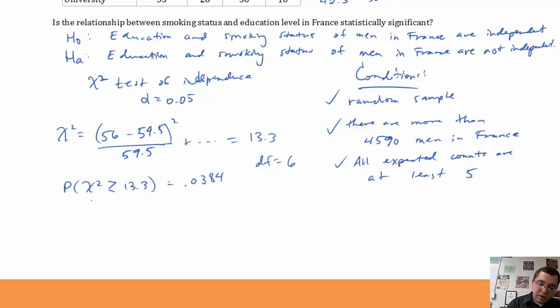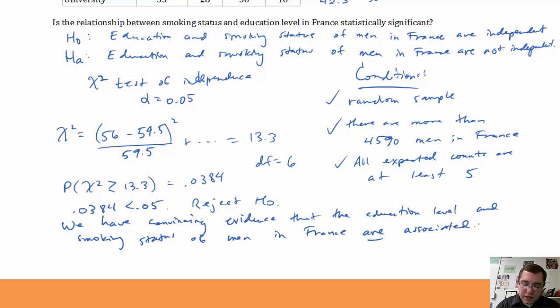So my p was 0.0384. Well, 0.0384 is less than 0.05. So we reject H naught, which means we have convincing evidence for the alternative hypothesis that the education level and smoking status of men in France are associated to each other or are not independent of each other. Sound good?